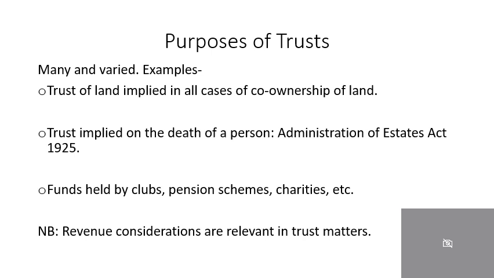So the executor is the person appointed in their will by the person who just died to administer their estate. Once a person dies, their whole estate would pass to the executor, and a trust is implied, which means the executor is holding the estate of the deceased on trust for whom? Well, for whoever is entitled under the will. And this is implied by the Administration of Estates Act 1925.